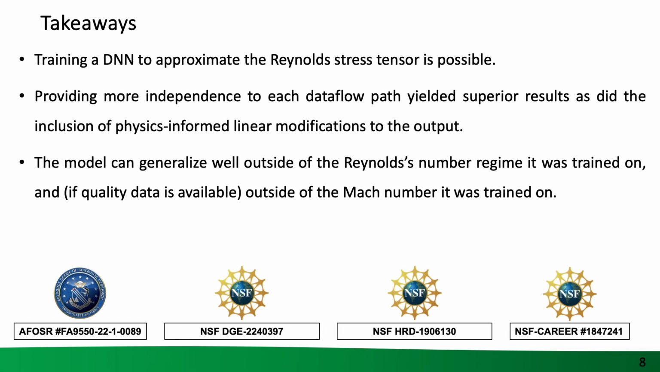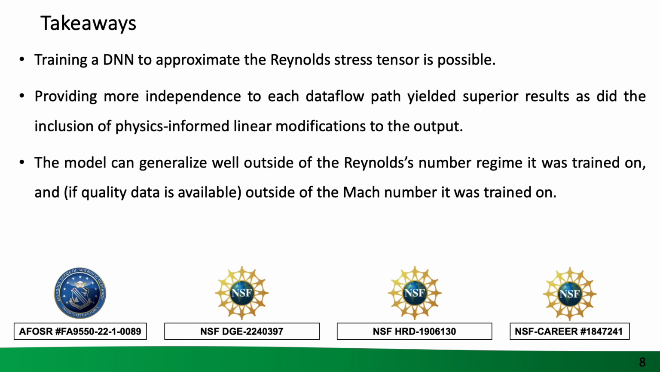Finally, some key takeaways. We've seen that training a DNN is possible for approximating the Reynolds stress tensor. Providing more independence to each data path yielded superior results, as did the inclusion of physics-informed linear modifications to the output, which was also a testament to how coupling both a machine learning approach with traditional physics can lead to huge improvements and huge advancements for the field.